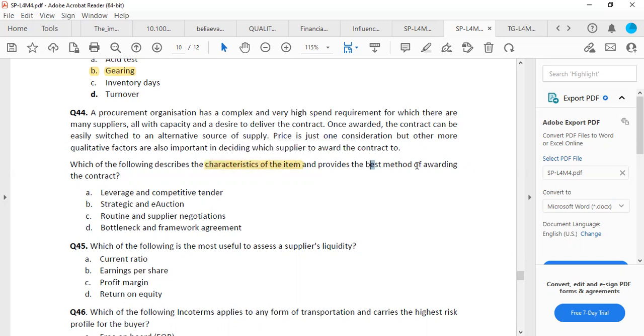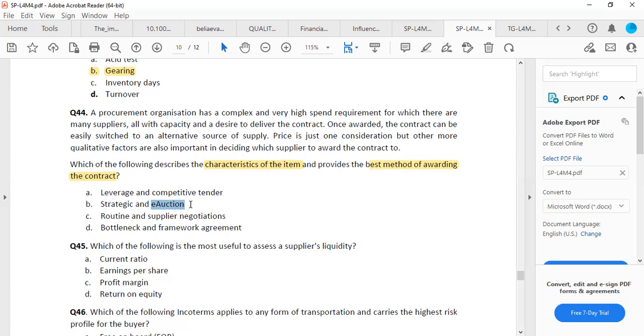So, leverage and competitive tender, strategic. So, describe the characteristics of the item. We are looking at two things: characteristics of the item and the best method for awarding the contract for that item. So, leverage and competitive tender, strategic and e-auction, routine and supplier negotiation, bottleneck and framework agreement. I think it's B, strategic and e-auction.